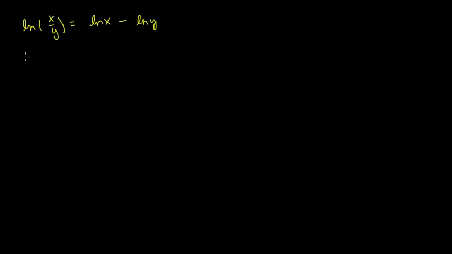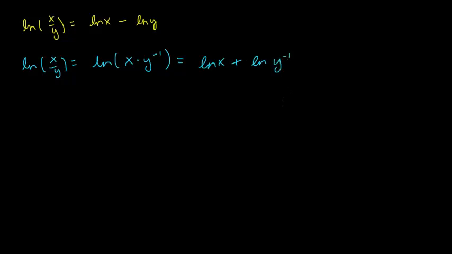So the first thing I want you to note is that natural log of x divided by y is the same as natural log of x times y to the minus 1. That's because x divided by y is the same as x times 1 over y, which is the same as x times y to the minus 1. So now we can use our first property, because the log of a product is the sum of the logs. Right? That's the first property that we proved at the beginning of this video.